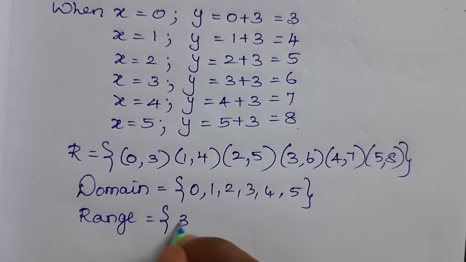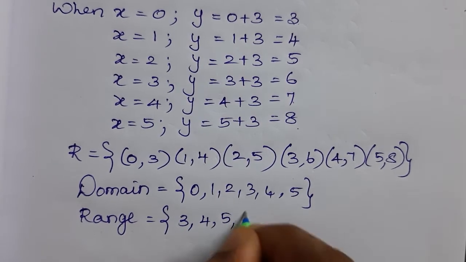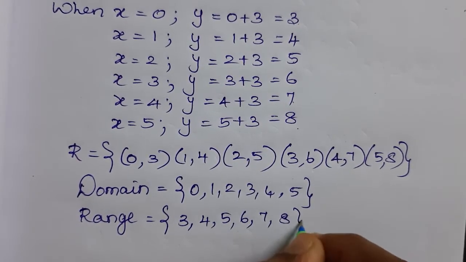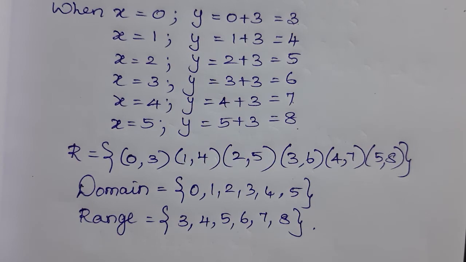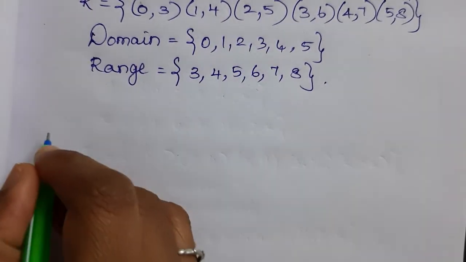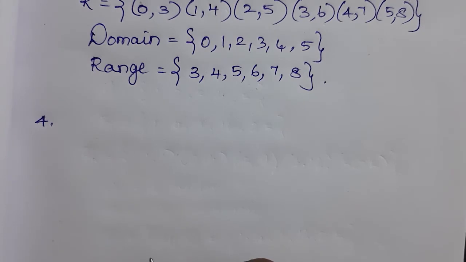So your range is 3, 4, 5, 6, 7 and 8. We have found the domain and range. Moving on to the next sum, the fourth one. Represent each of the given relations by an arrow diagram, a graph and a set in roster form wherever possible.